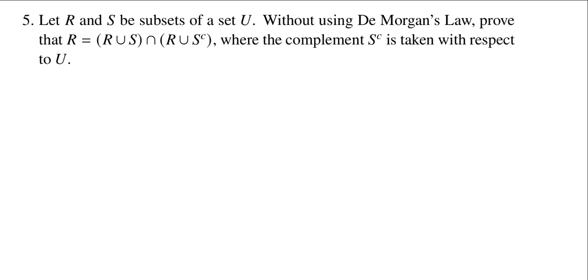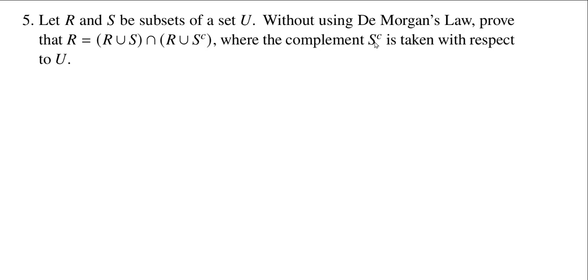So let's see, the question gives us two subsets of a set U, right? So this will be sort of our universal set U. And without using De Morgan's law, we want to prove that R is equal to the intersection of the union of R and S with the union of R and the complement of S. Okay, and it's telling us the complement is, again, taken with respect to U. U is our universal set.